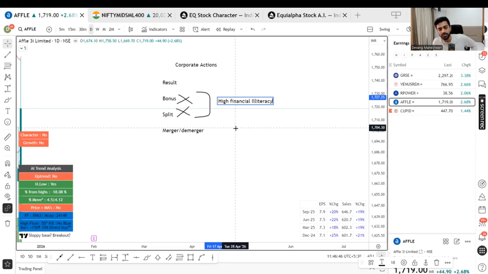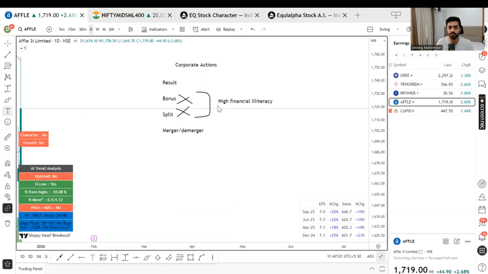People think if Infosys has given bonus, then it makes money. They think if a company is giving bonus every year, then it's a very, very good stock. And God knows why people think bonus doubles up money.